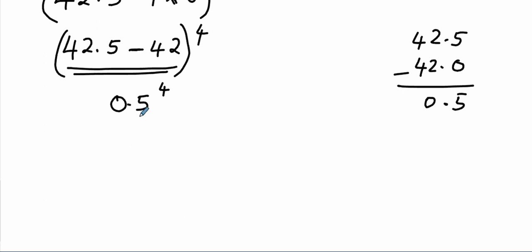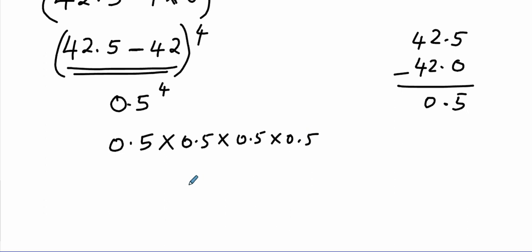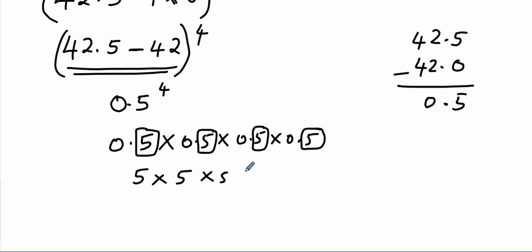Okay, now to the power of 4, we mean 0.5 to the power of 4 means 0.5 times 0.5 times 0.5 times 0.5. Okay, now remember what I said? When you are multiplying decimals, you can ignore the decimal point and concentrate on the whole number. So the whole number over here is 5. Over there is also 5. Over here the whole number is 5. Also the whole number is 5. Then ignore the decimal point. Then work out 5 times 5 times 5 times 5.